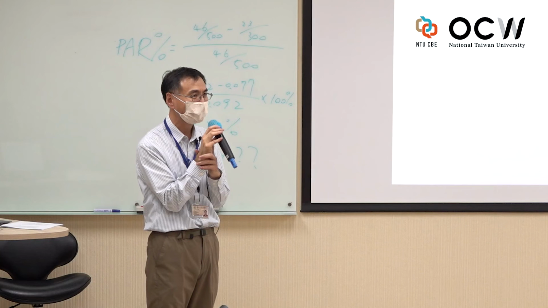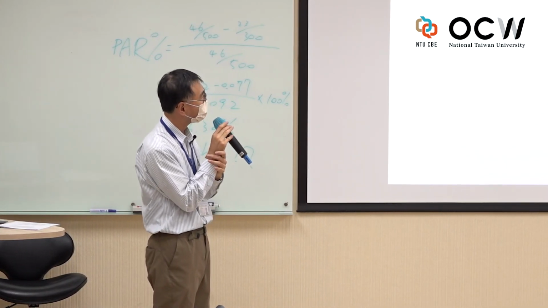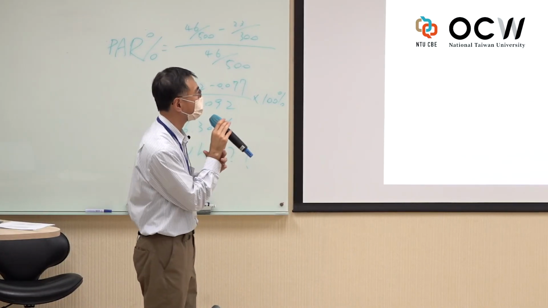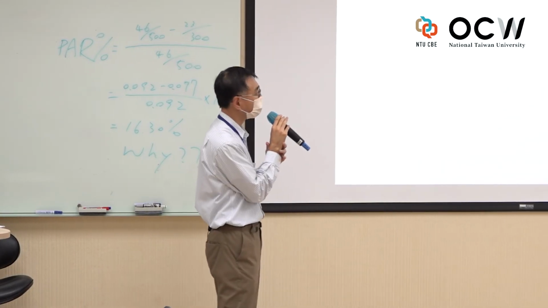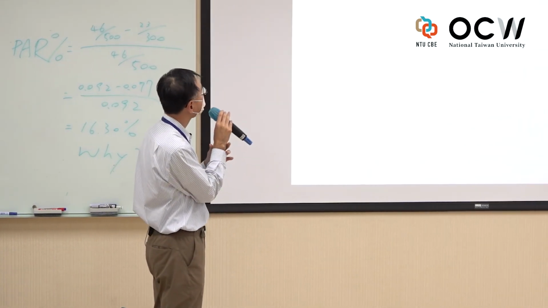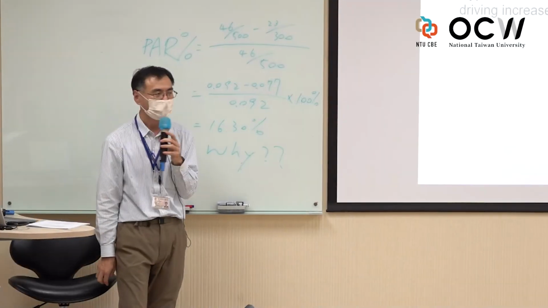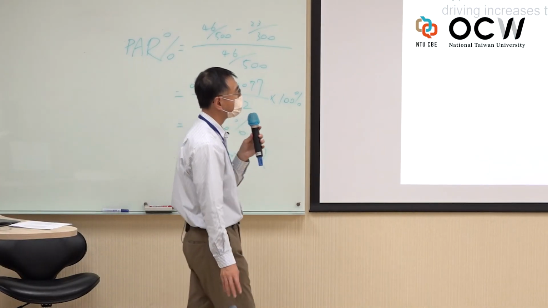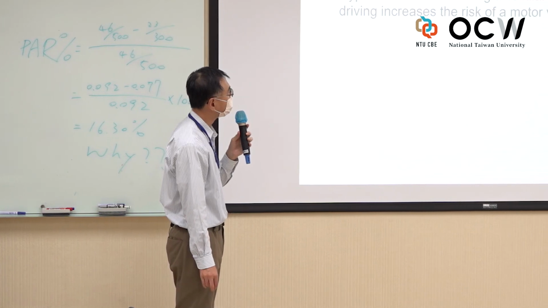So back to the 1990s, this is a very hot topic, a very useful study design to perform such a kind of study. This is a very interesting and also important public health issue: the association between cellular telephone calls and motor vehicle collisions, traffic accidents, in relation to mobile phone use. The hypothesis is whether using a cellular telephone while driving increases the risk of motor vehicle collision.